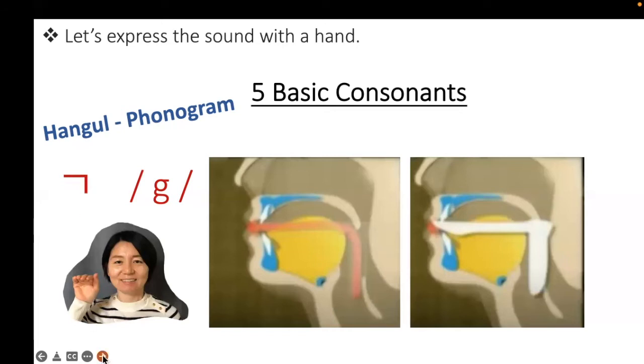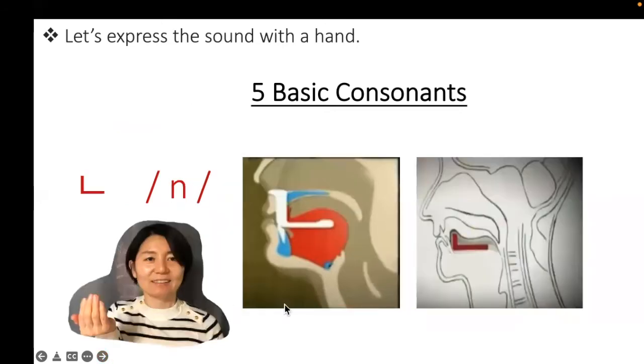And then for the "n" sound, in English you may not realize that when you pronounce "n," your tongue goes up to the top of your mouth. In Korean, it's really the same. So when you memorize the "n" sound, 니은, try to make your hand like this and pronounce it: nu, nu, nu, nu.